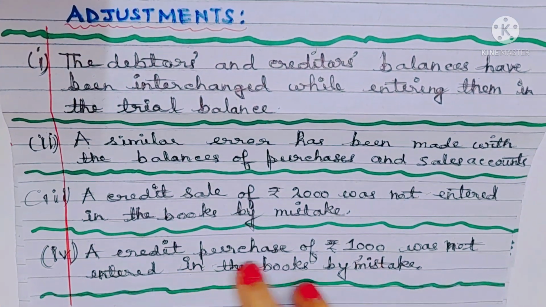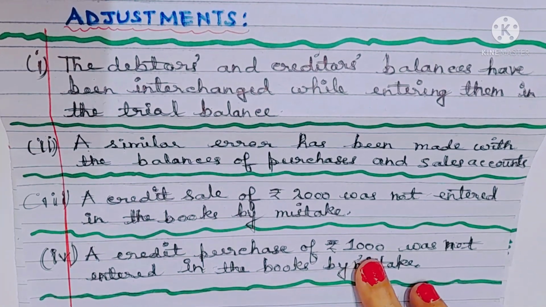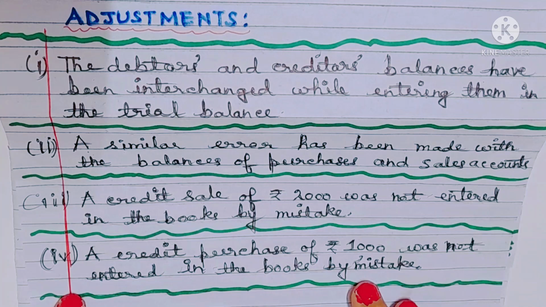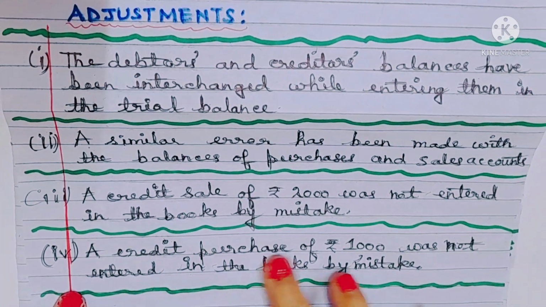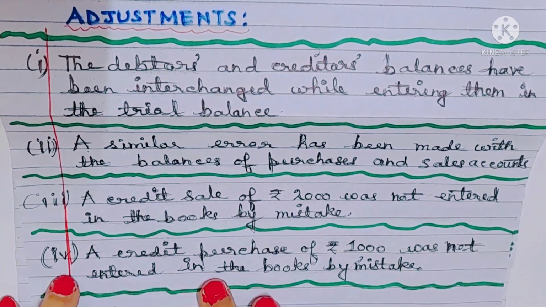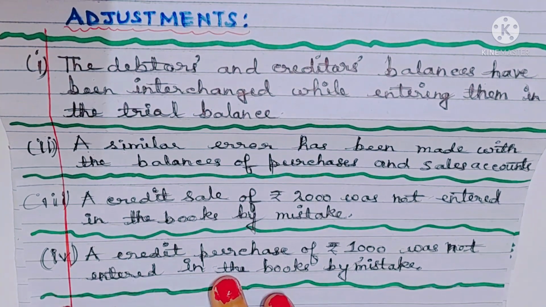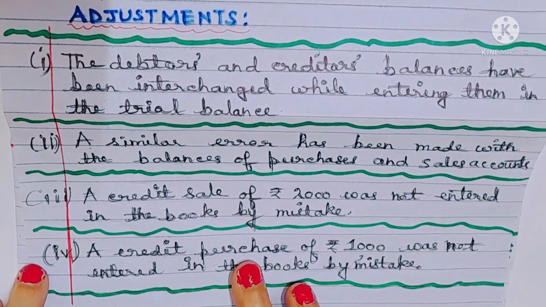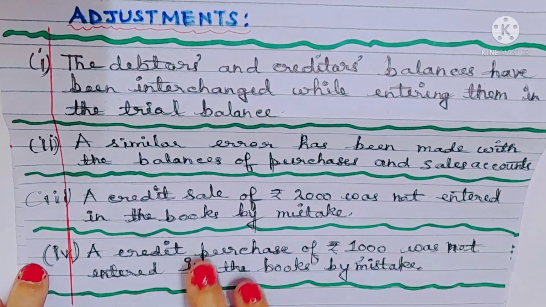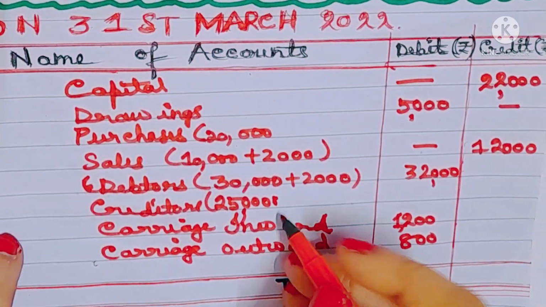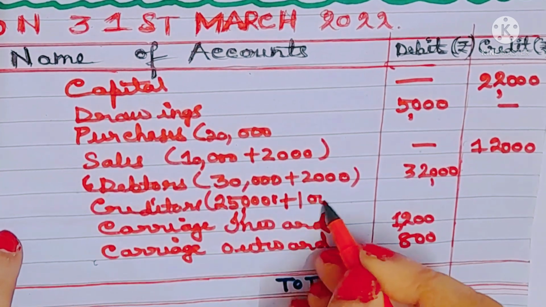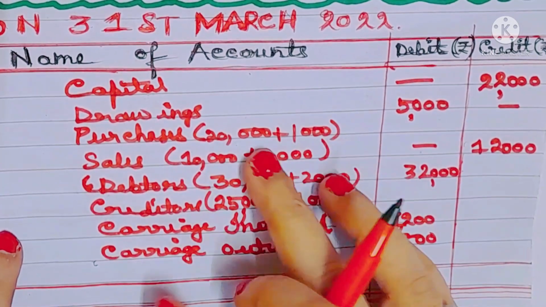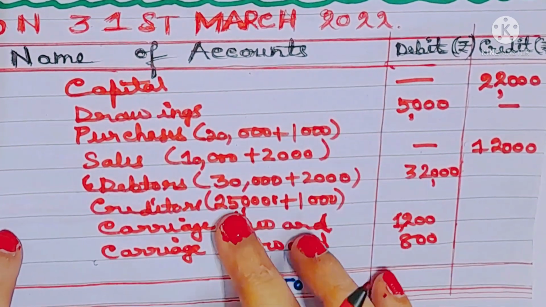A credit purchase of rupees 1000 was made, but it was not entered in the books by mistake. That means we have to write in two places, one in purchases and one in creditors. Why? Because creditors arise as a result of credit purchase. So we have to record in two books, one purchases and one creditors. Let's write creditors 1000, purchases 1000. You have to add 1000 with purchases and 1000 with creditors.